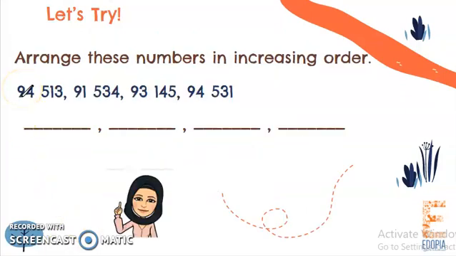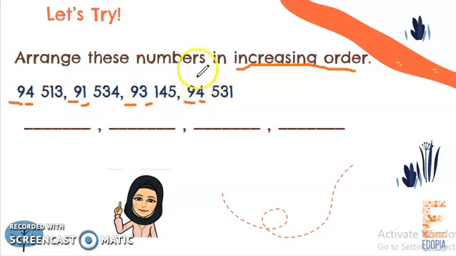Now let's try another example. Arrange these numbers in increasing order. Increasing order means from smallest to greater number. We have 94,513, 91,534, 93,145 and 94,531. Let's start comparing the 10,000s place value. 9, 9, 9 and 9. All these numbers have 9 in their 10,000s place value. So I'm going to move on to the next place value, that is thousands. Here we have 4, 1, 1, 3, and 4.